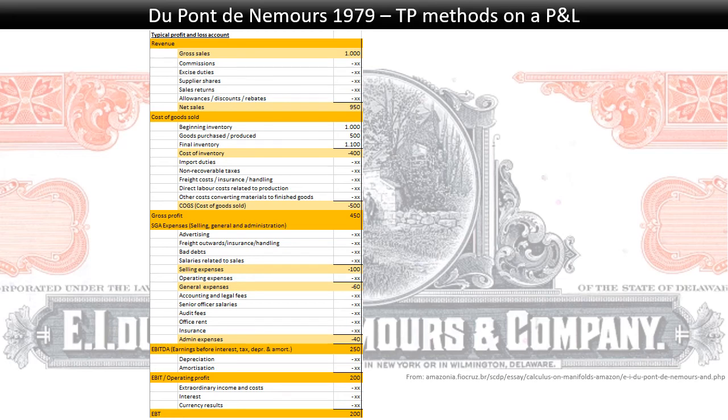So before we look at the Berry ratio and things, let's just look at the P&L so we get things into perspective. Here's your P&L. You've got revenue, you've got gross sales, you take out all the commissions and excise duties, you end up with net sales. Then you deduct from that the cost of goods sold. If you make stuff, how much does it cost to make it? If you buy stuff and resell it, how much did I pay for it? And then how much have I sold it?